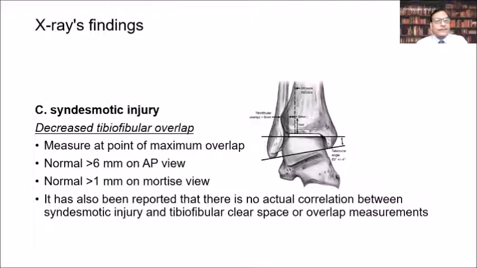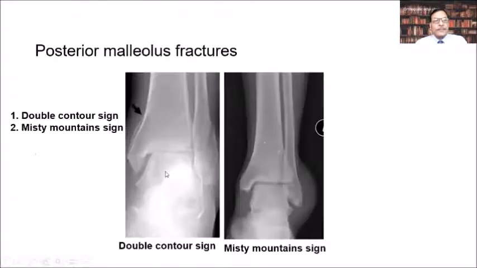What will happen? There is tibio-fibular overlap, and that is to be measured in the syndesmotic injury. It is measured at the maximum overlap. There will be always overlap. Maximum overlap, it is 6 millimeter on AP view usually and 1 millimeter on mortise view. For recognizing the posterior malleolar fractures, there will be double contour sign and misty mountain sign.